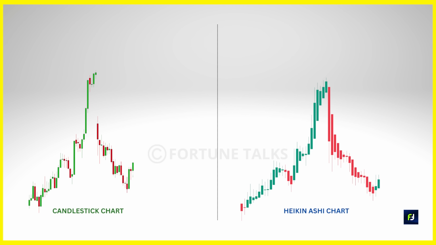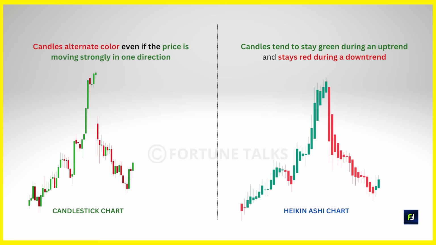You'll notice that Heikin Ashi charts have a tendency for their candles to stay green during an uptrend and red during a downtrend. This is in contrast to the traditional candlesticks that alternate color even if the price is moving strongly in one direction. Also, you can clearly see that the Heikin Ashi chart looks much smoother in terms of price action, as it reduces the noise on the chart and displays consecutive colored candles, making it much easier to interpret and identify prior price movements and current trends.